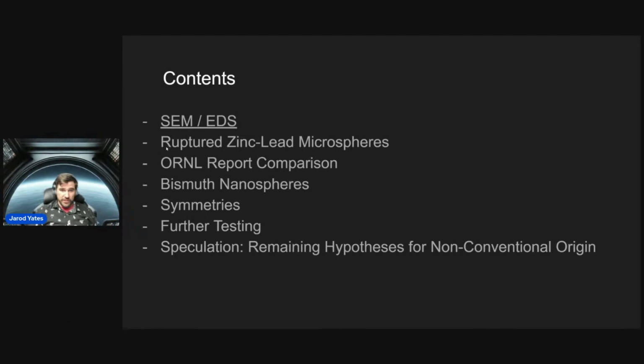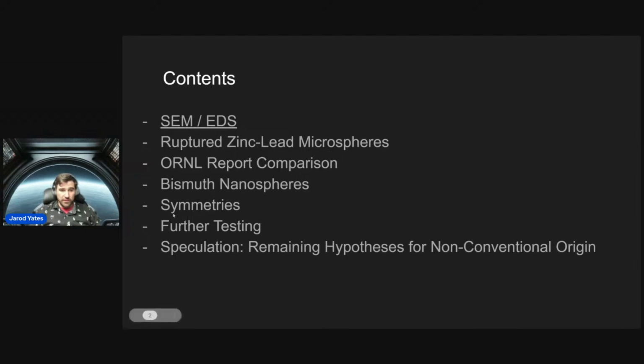One of the really interesting things that we found was there are these little microspheres that look like zinc-encased lead, and a couple of them are ruptured, which is indicative of some interesting things. We're going to go over the Oak Ridge National Lab AARO report that came out 2 days after we came out with our report. Within their report, they have some interesting stuff about the bismuth nanospheres and the bismuth layer and how it's not continuous but has discontinuities in it.